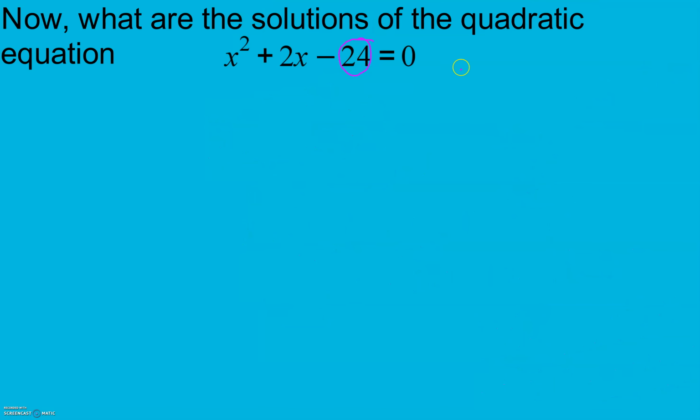We're going to multiply to 24 and subtract to 2. Options for 24 are 1 and 24, subtract to 23. 2 and 12, subtract to 10. 3 and 8, subtract to 5. And 4 and 6, subtract to 2.